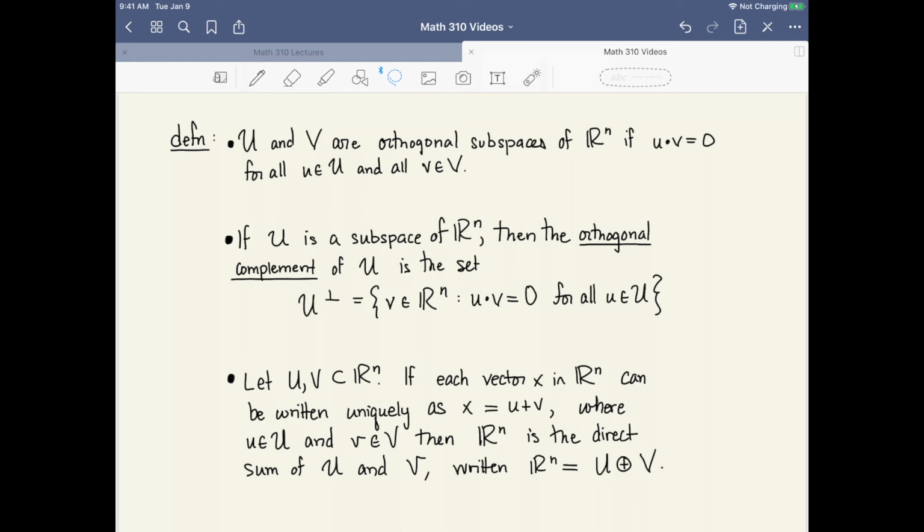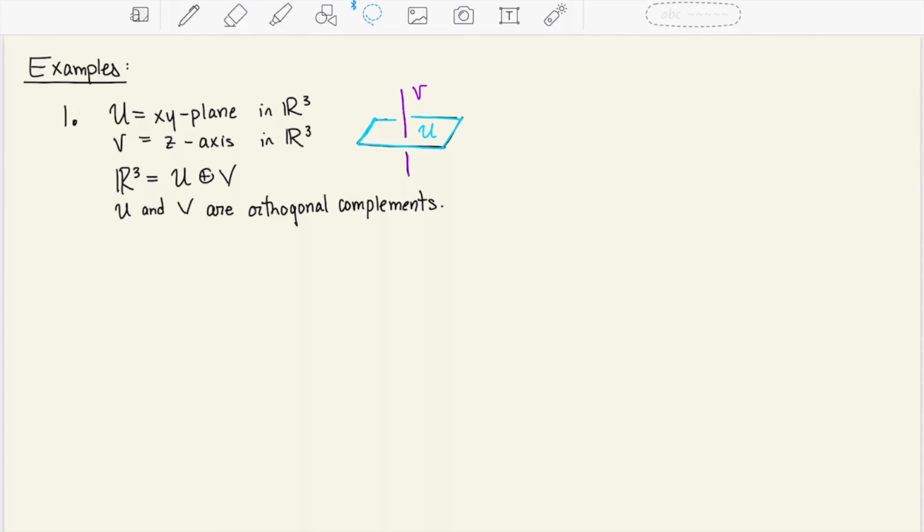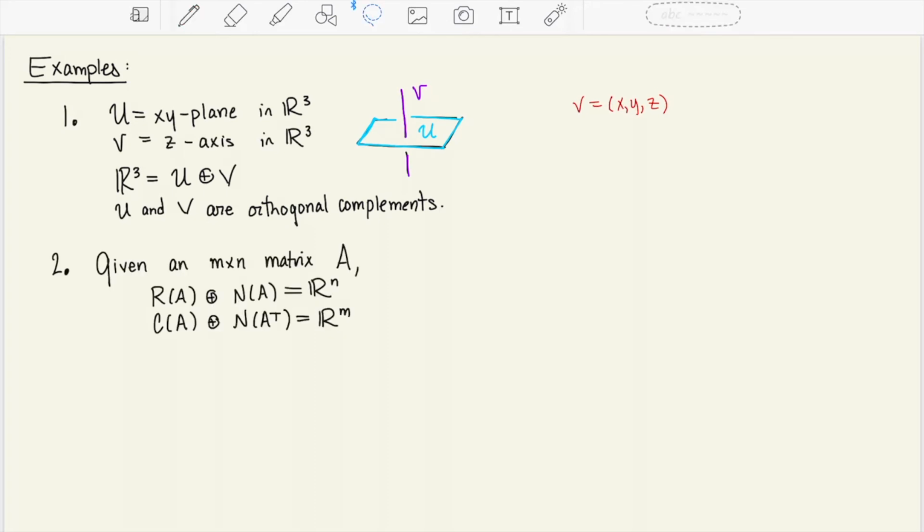Let's look at a couple of examples. The first example is one we saw before, the floor and the flagpole. More precisely, let U be the xy plane in R3 and let V be the z-axis. R3 is the direct sum of U and V, which are orthogonal complements. Any vector in R3 is obviously written with 3 coordinates, x, y, and z. The basis for U and the basis for V together will form a basis for R3. Another example is something we saw a moment ago. Given a matrix A, the row space and the null space are orthogonal complements in Rn. The column space and the left null space are orthogonal complements in Rn.